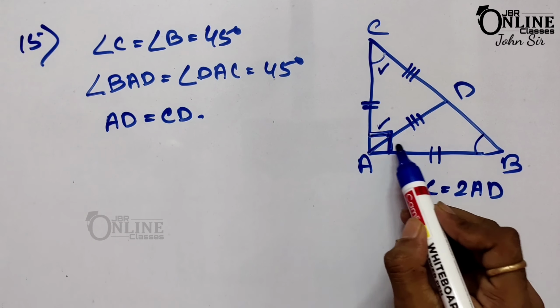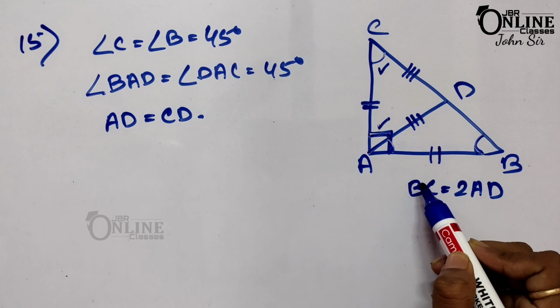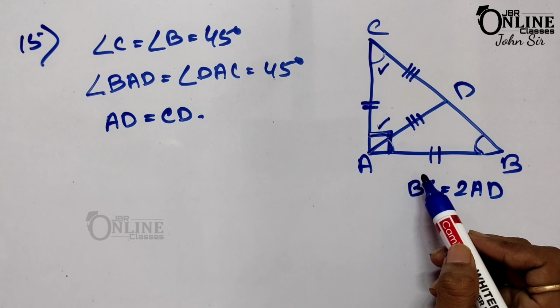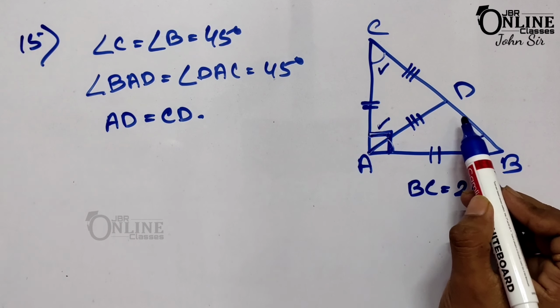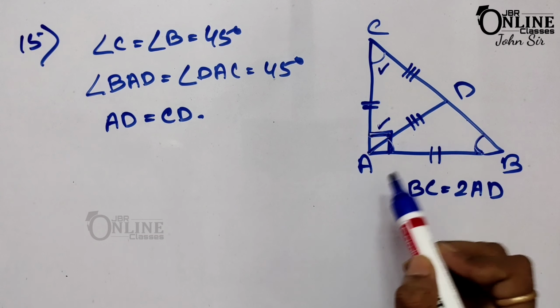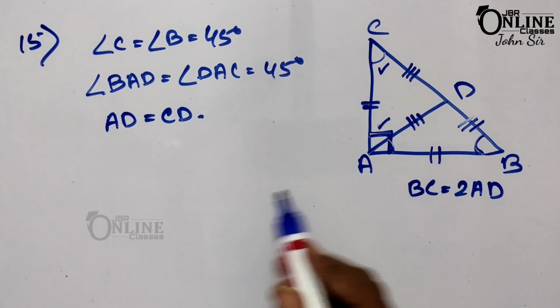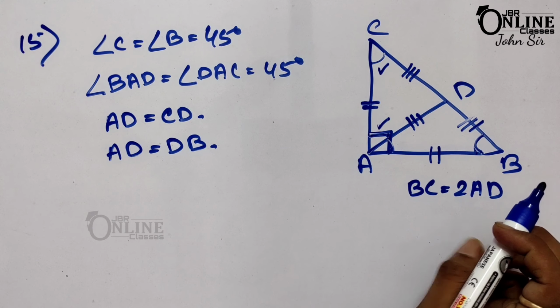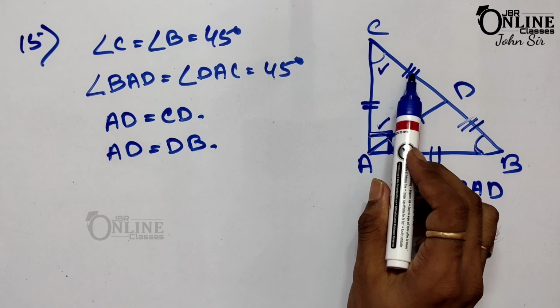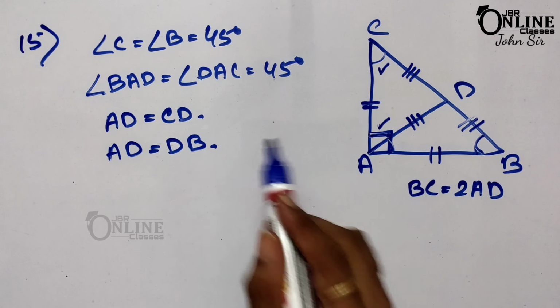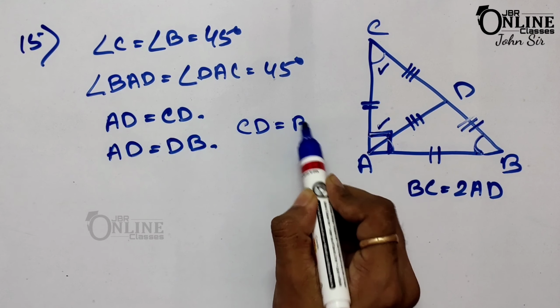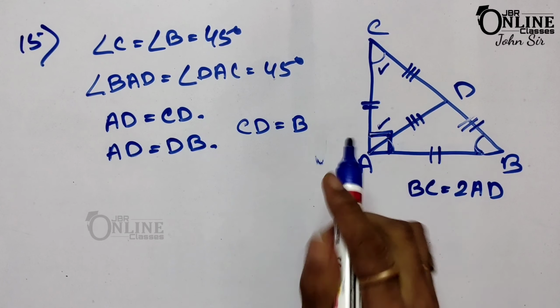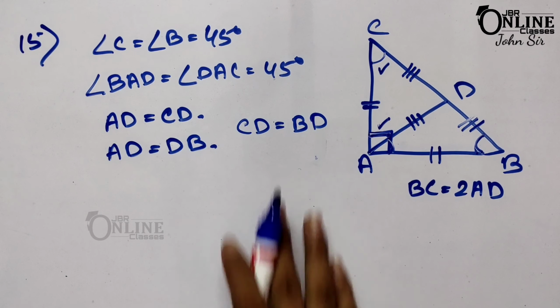Similarly, in this triangle, this one equals 45, this one equals 45, that means this side will be equal to this one. Okay, so here you can write AD equal to DB. It's also an isosceles triangle. So AD equals DC, AD equals DB, that means definitely CD equals DB. CD equals DB or BD, you can write this one.